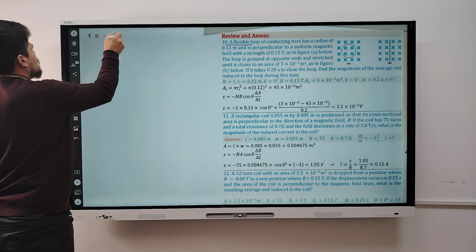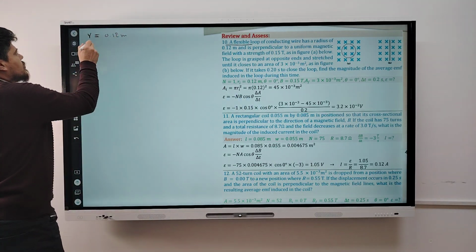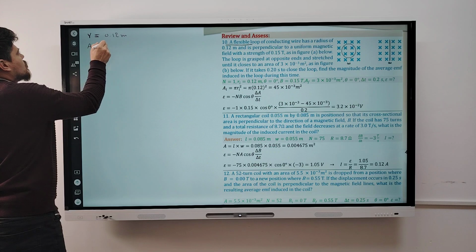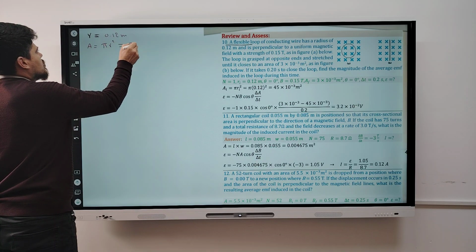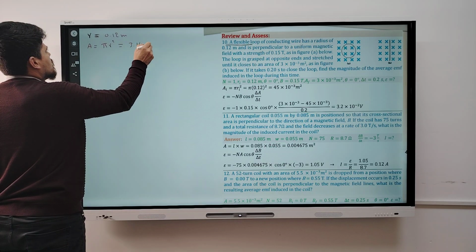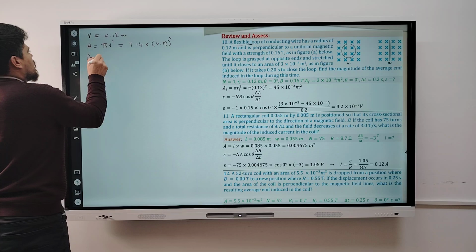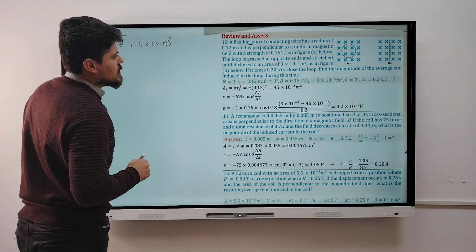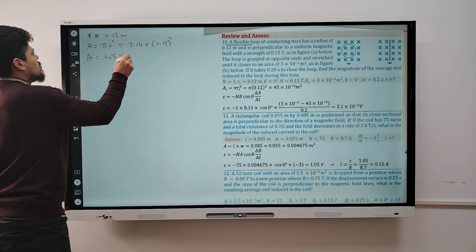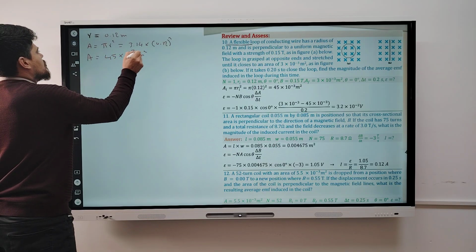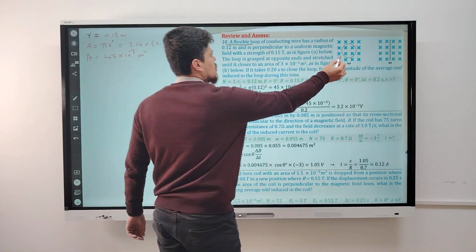0.12 meter. Okay, convert to the area. Area is equal to what? Pi r square. 3.14 times 0.12 square. A is equal to what? A is equal to 45 times 10 power negative 3 meter square. What is this? This is the area of this coil.